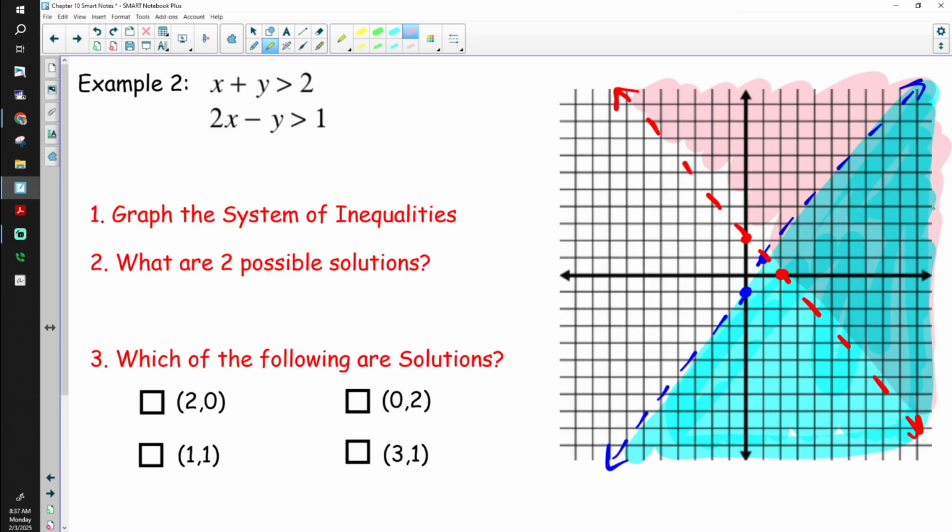My 2 colored regions overlap right here. This is where my colors overlap. Which means my solutions are any point in that double shaded region. I colored it green so you can see a little better.